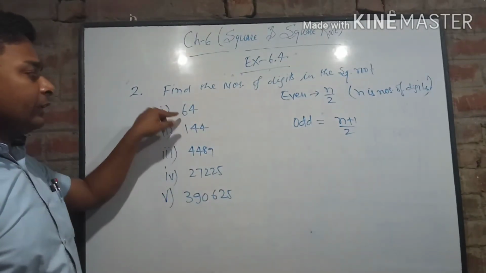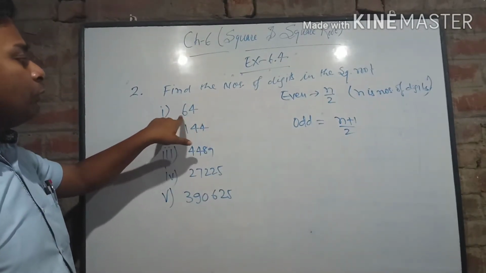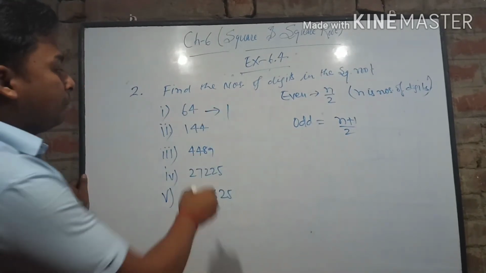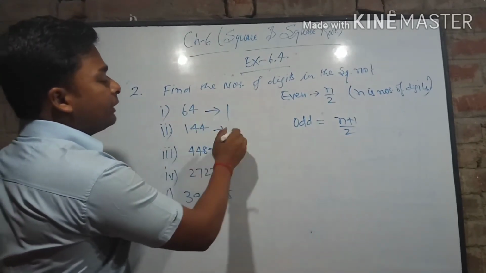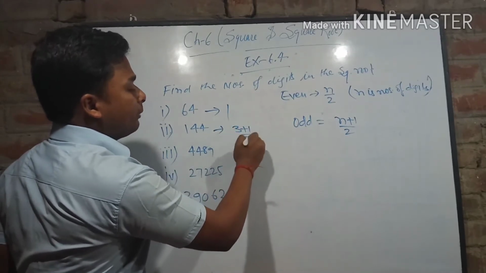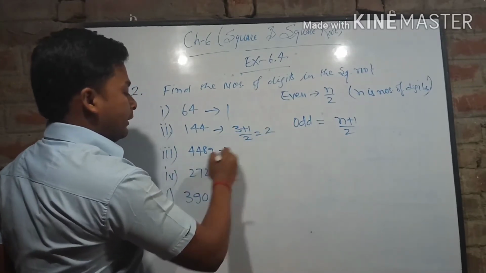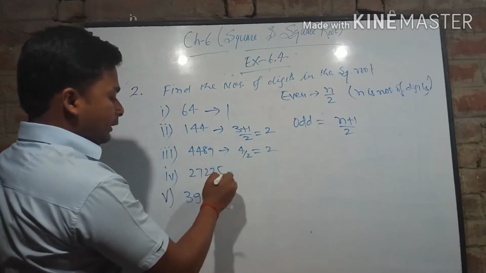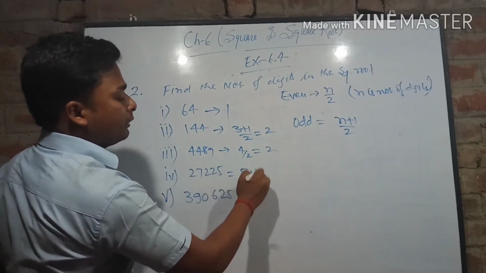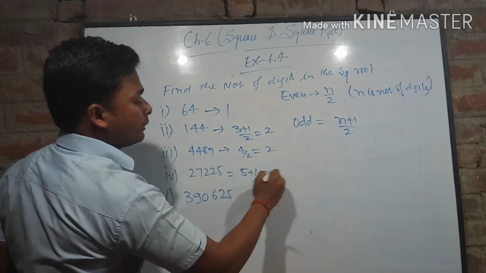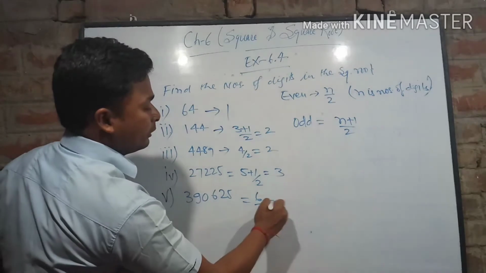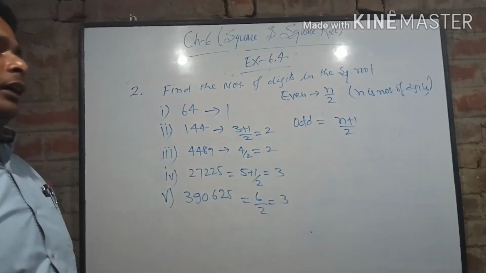You can see here it is a 2-digit number, so 2 divided by 2, the square root will have a 1-digit number. For this, it is 3-digit, so 3 plus 1 divided by 2 is equal to 2. It is 4 digits, 4 divided by 2 is equal to 2. It is a 5-digit number, so 5 plus 1 divided by 2 is equal to 3. This is 6 digits, 6 divided by 2, you will get 3. This is your answer.